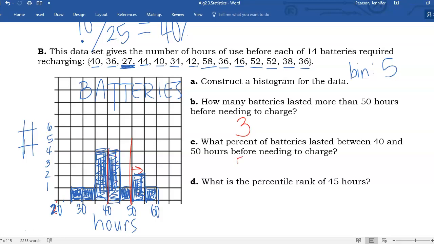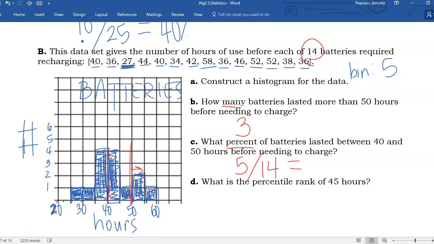Now the difference between question B and C, B said how many, whereas C said what percent. So I'm also going to have to divide this by how many altogether to get that answer. And it did tell me there were 14. I could have also counted 1, 2, 3, 4, 5, 6, 7, 8, 9, 10, 11, 12, 13, 14. You get the idea. 14.